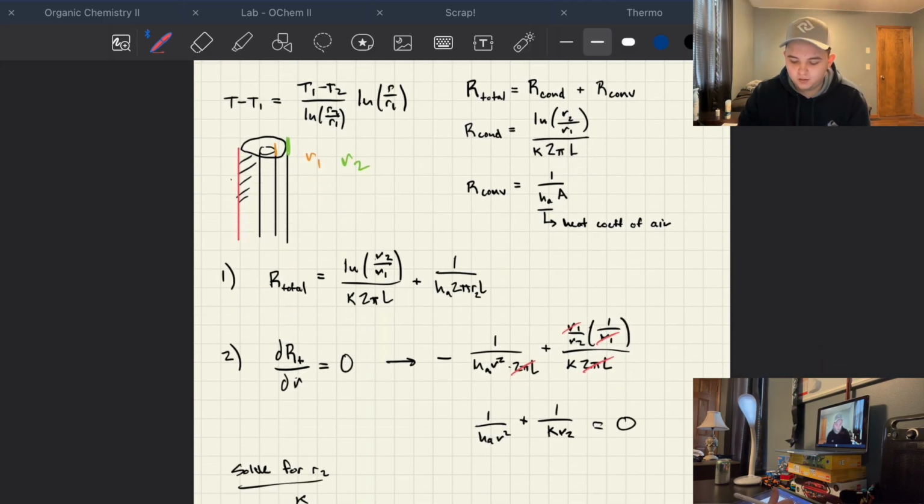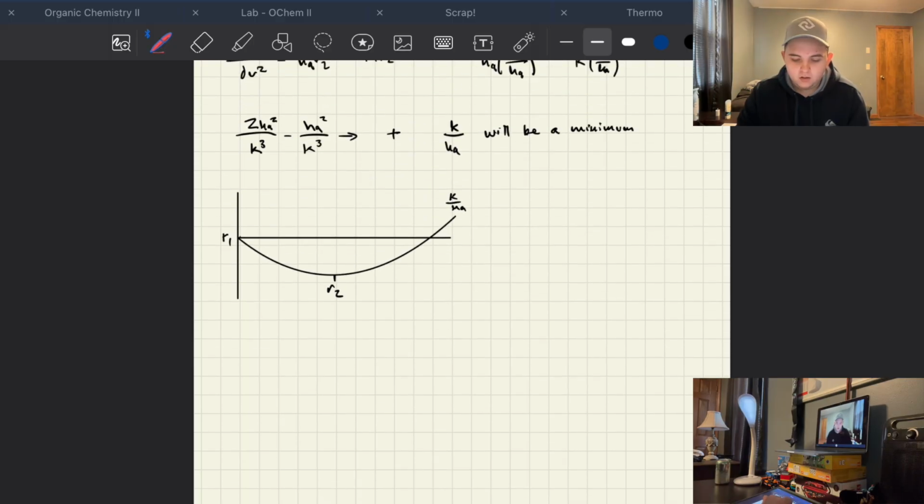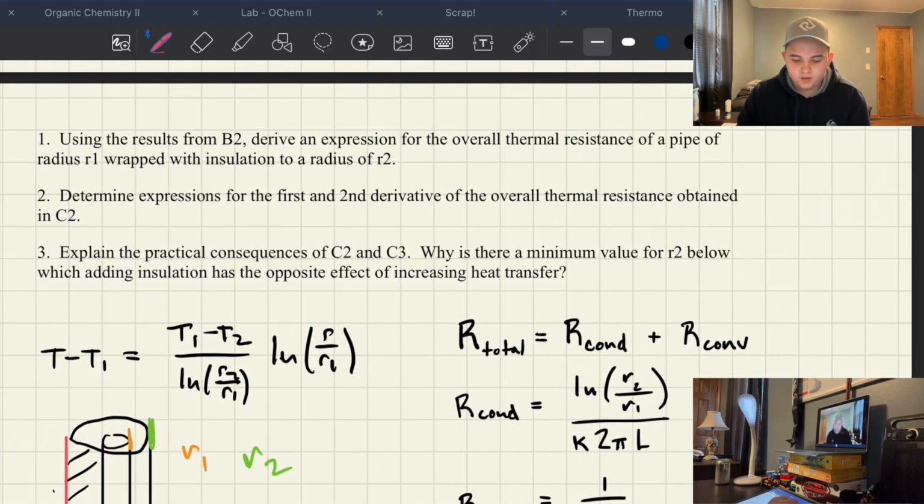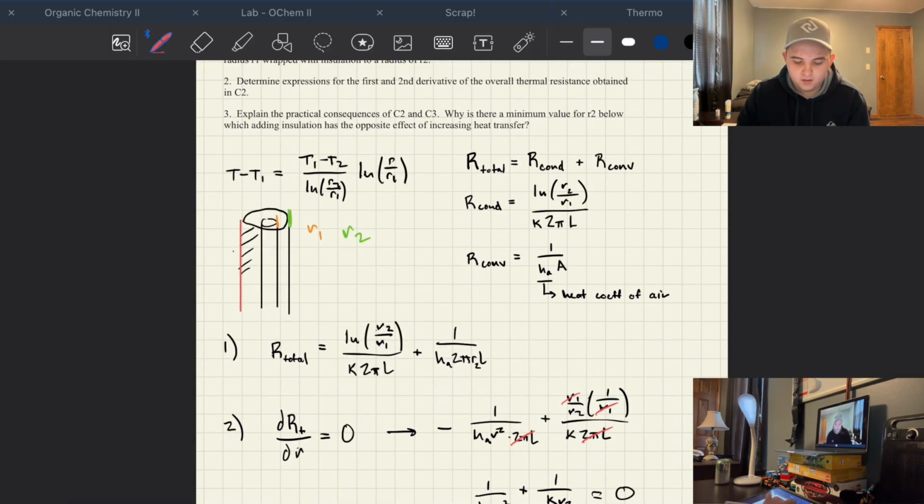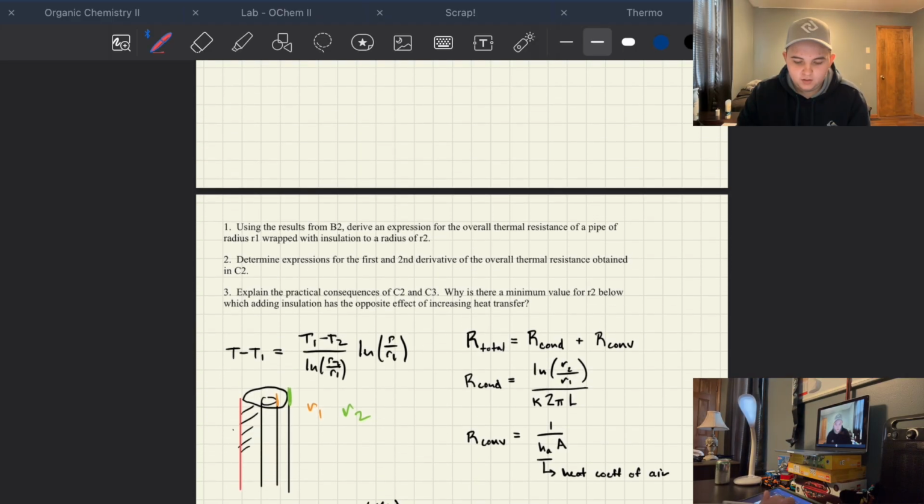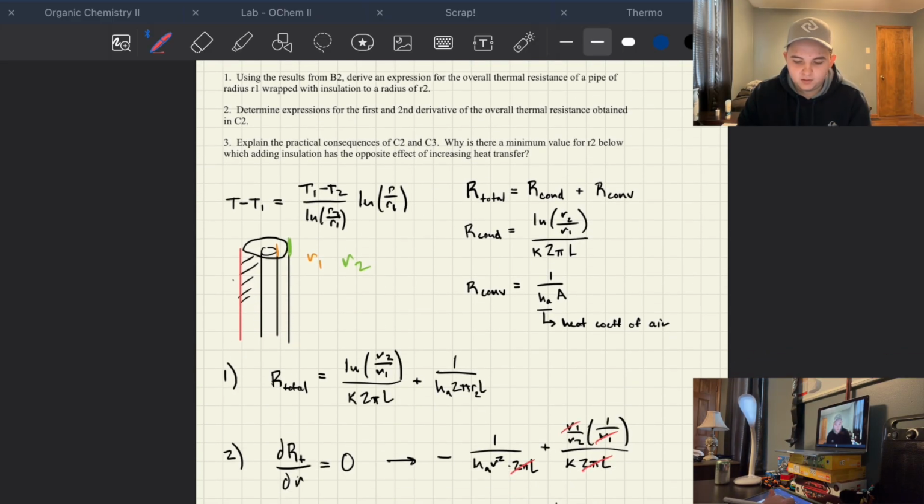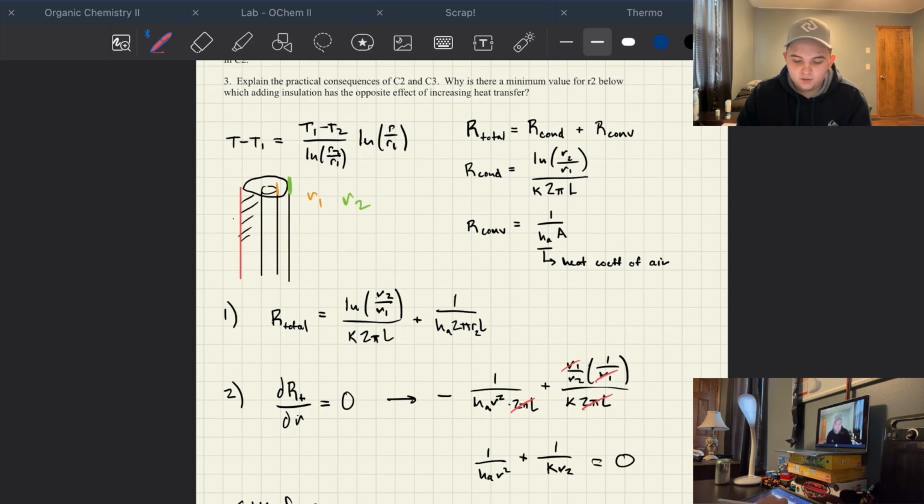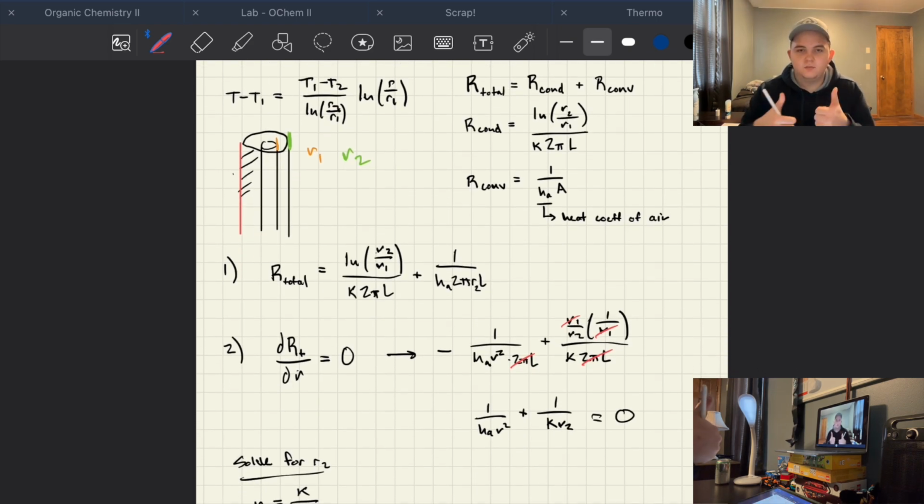So, yep. That explains our 3 questions. We did A up here, we did 2, and C, we explained our practical consequences. And we explained why there is a minimum value for R2. So, looks good. On to part 4.